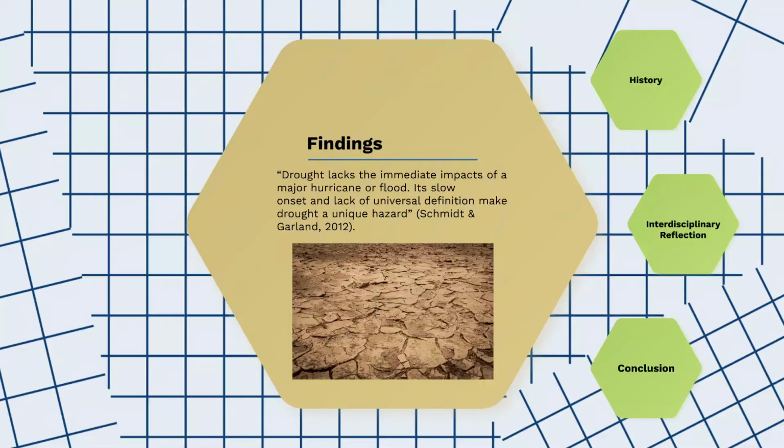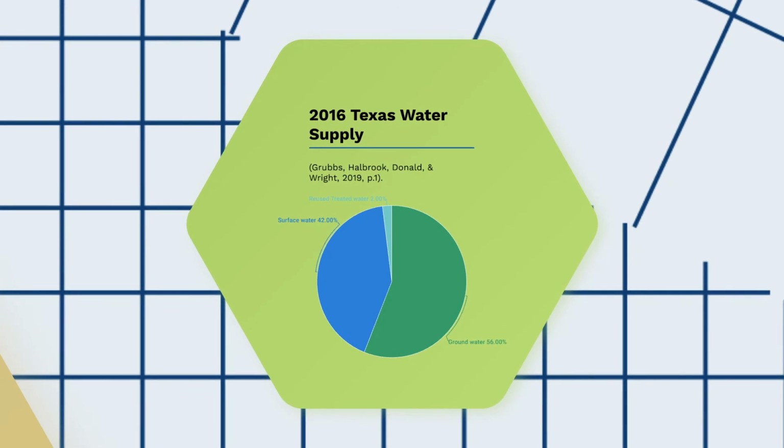There are many things the population cannot control, such as natural disasters. One natural disaster that is not always thought of is drought. According to an article in the Journal of Planning Literature, drought lacks the immediate impact of a major hurricane or flood. Its slow onset and lack of universal definition make drought a unique hazard. Droughts are not always considered when talking about natural disasters because of the slow decline, but it can be seen as a natural disaster that has some of the most profound after effects.